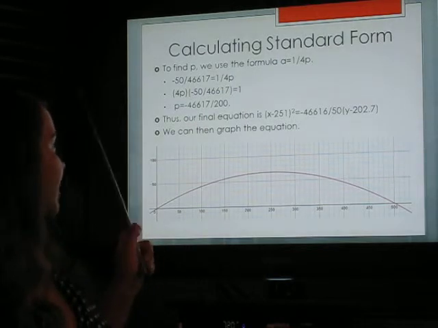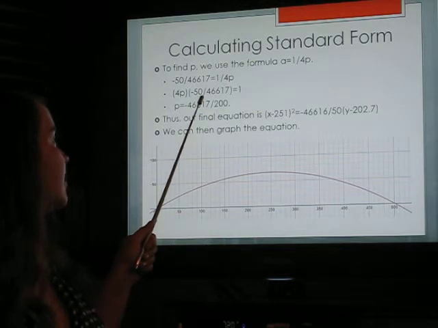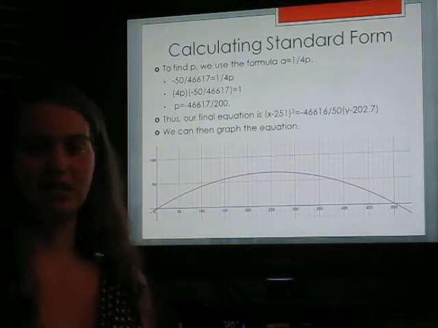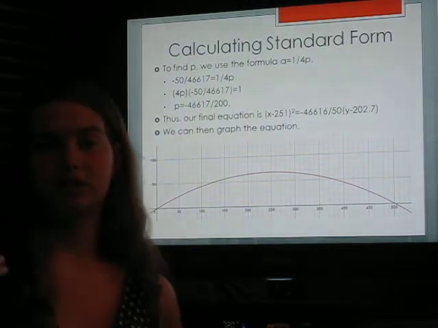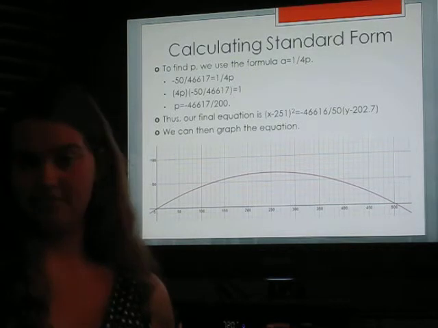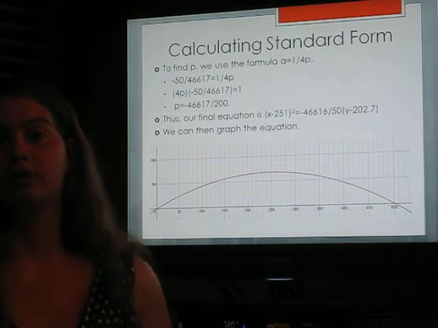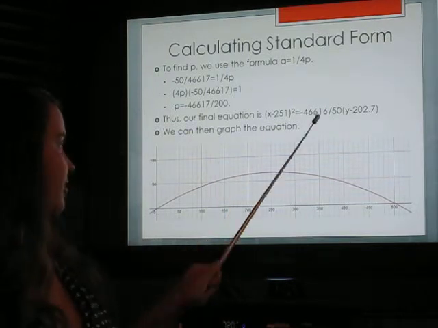then divide both sides of the equation by 4 times negative 50 divided by 46,617. And then we get this value for p. Now, of course, in the equation it says to put x minus h squared equals 4p times y minus k. So then we multiply that by 4 and put that right here.